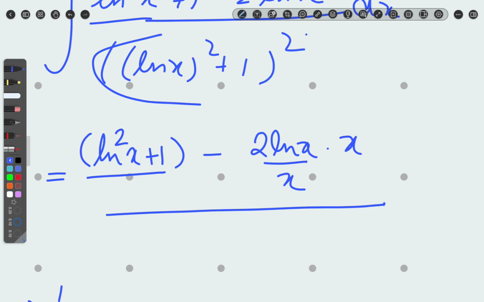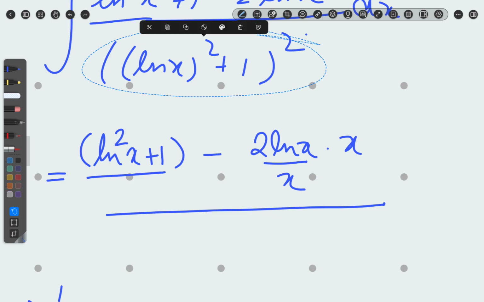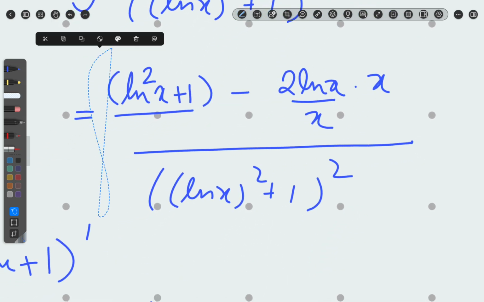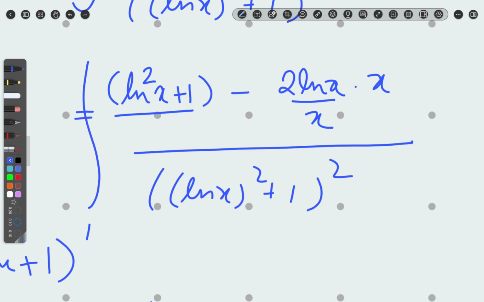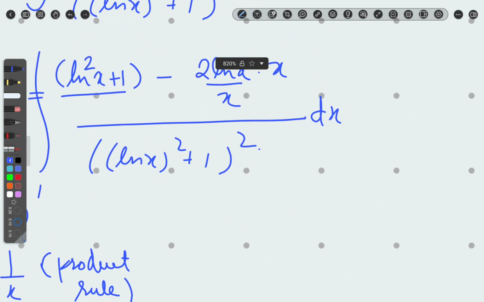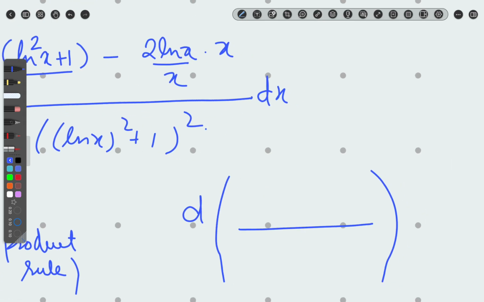And then the same result, which I will copy from here, right? Right, this was our integration, right? So now we can clearly see the theme being formed here, that it is the differentiation of x by ln x square plus 1 integration.